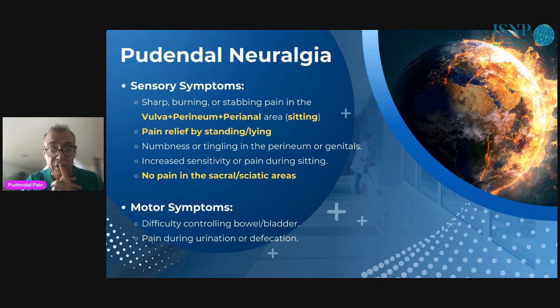Now, motor dysfunction, yes. In a situation of lesion of the nerve, the patient will develop some trouble with sexual function, for example loss of erection, or, for the bladder and the rectum, urinary and fecal incontinence.